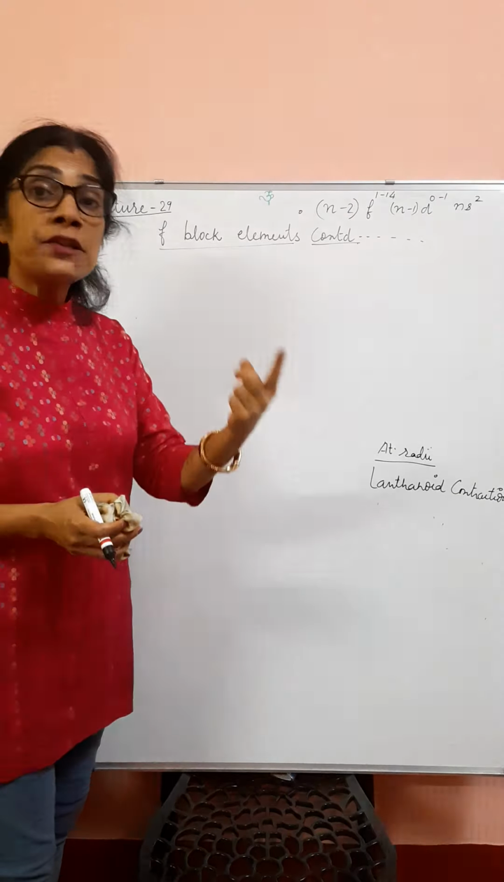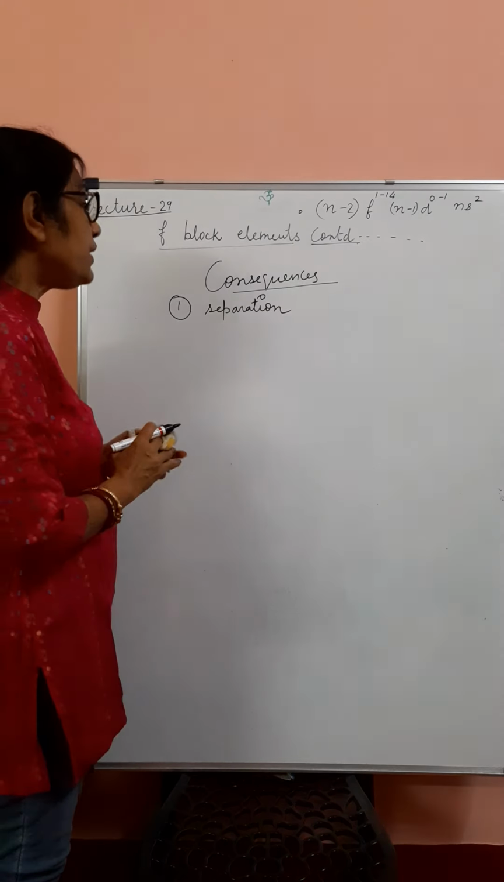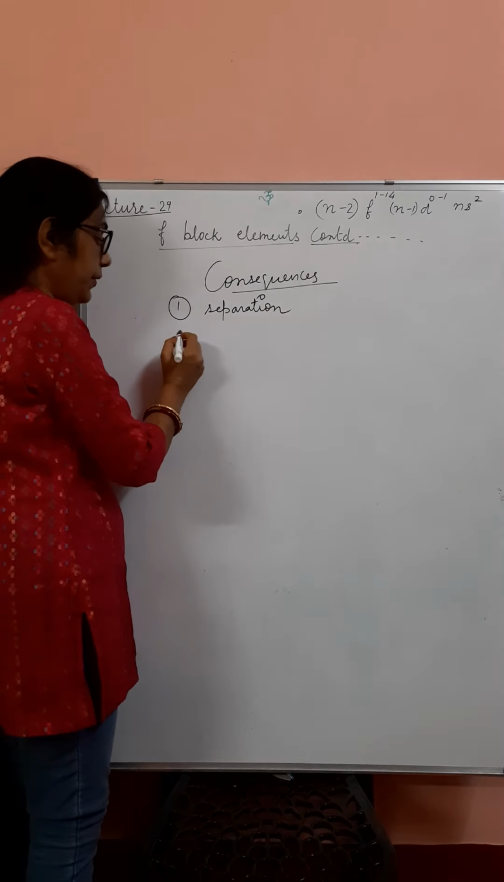So now let's see what the consequences are. The number one consequence is separation. Since they have almost similar atomic size, their chemical properties also become almost the same. So their separation becomes difficult. However, in modern technology, some latest techniques have arrived, like fractional crystallization, sublimation, and so on. But in general, their separation is difficult.